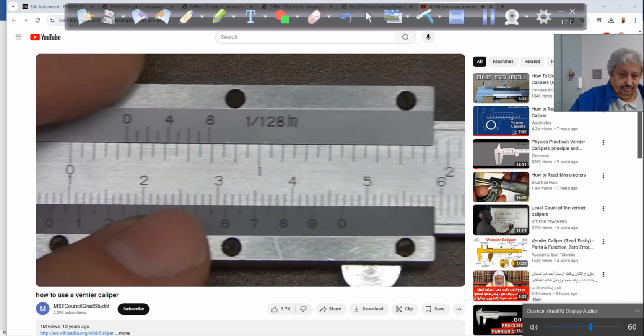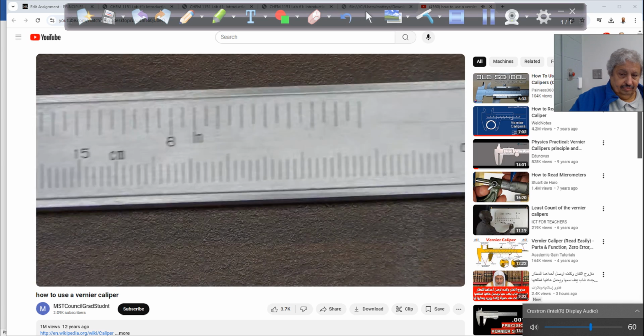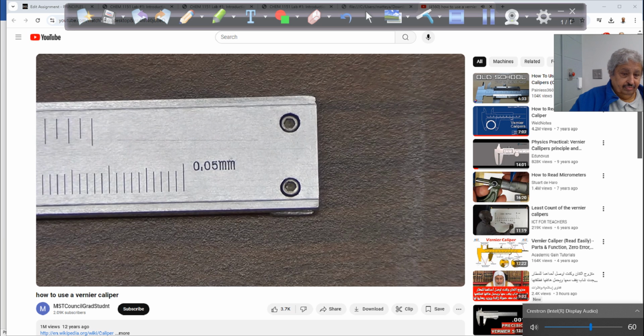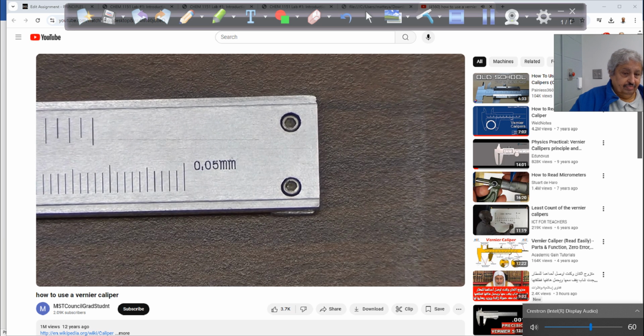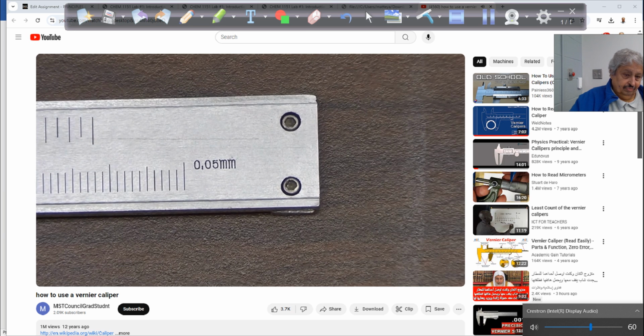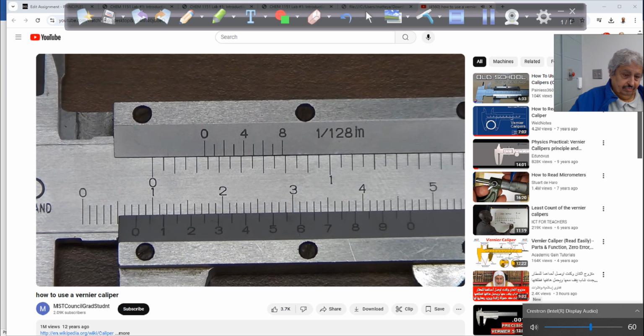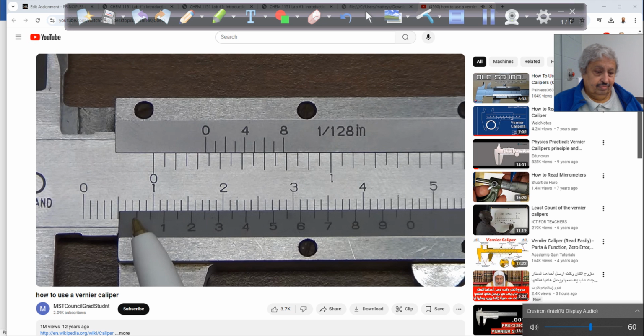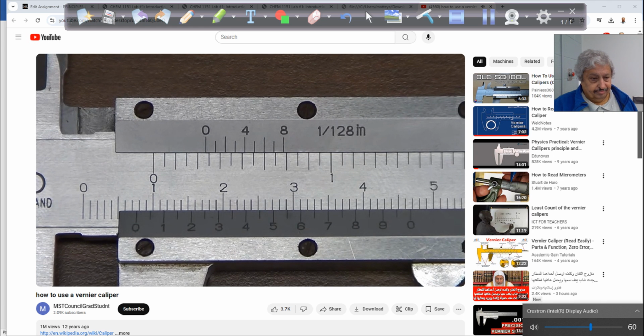The answer to that is over on the far side of our caliper. There's a little marking that says 0.05 millimeters. This tells us the smallest unit of measurement for the caliper. So now when we look back, this 0 on the minor scale is somewhere between 0.7 and 0.8 on the major scale. So this gives us some confidence that our measure is correct.